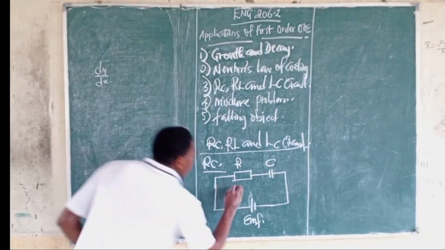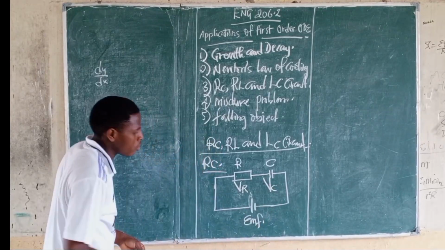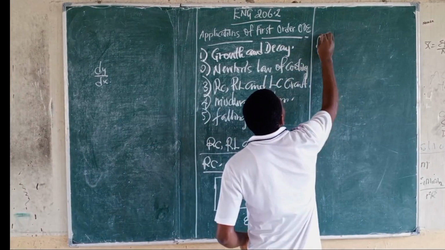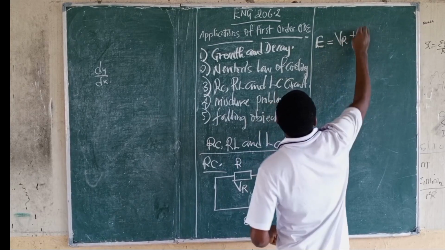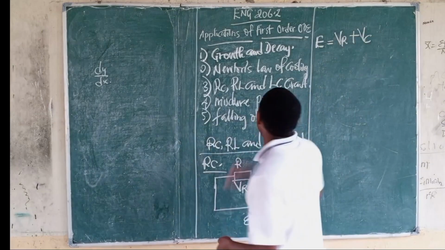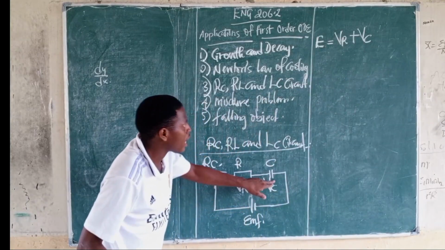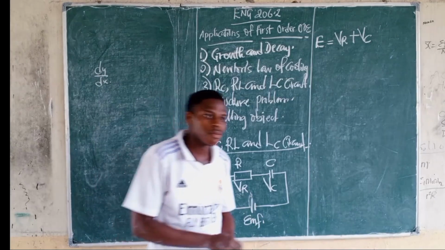So we have to calculate the voltage for the resistor and the voltage for the capacitor. So what will be our total EMF? Our EMF represented as big E will be equal to VR plus VC, where VC is the voltage in the capacitor, and VR is the voltage in the resistor.